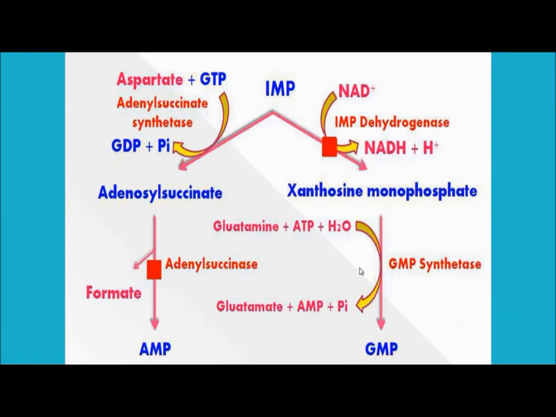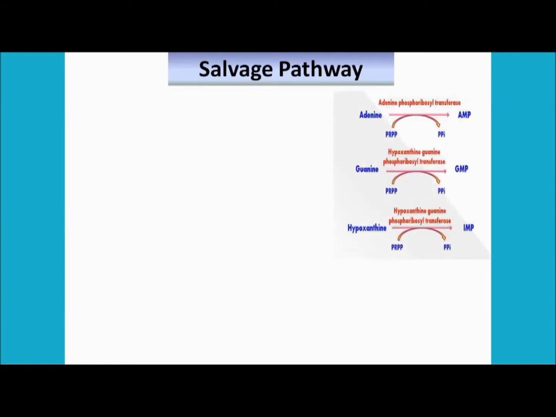So this is the basic structure of how AMP and GMP form from the IMP. Clear? Now let's start the salvage pathway. So what actually happens in the salvage pathway? Nothing special. It refers to the formation of the purine nucleotides.